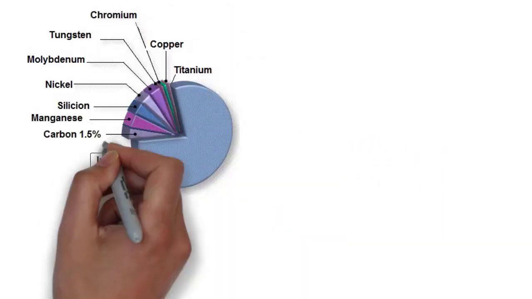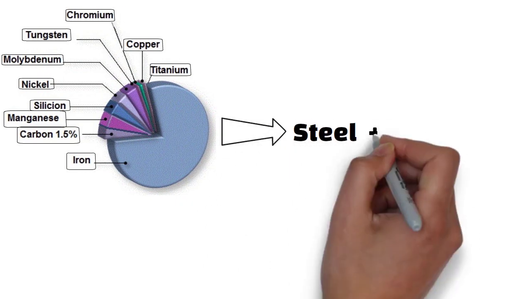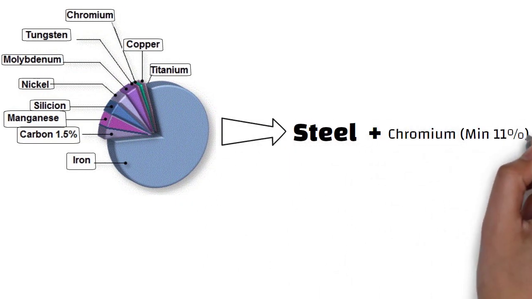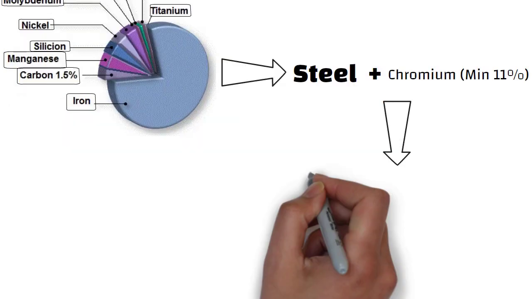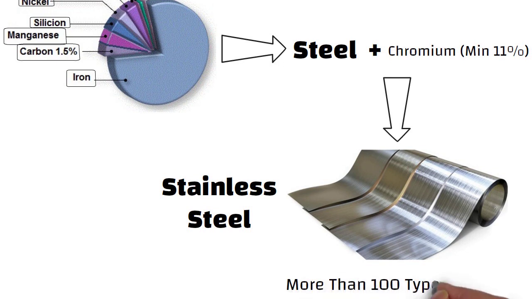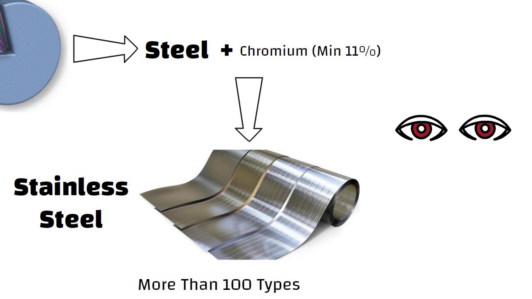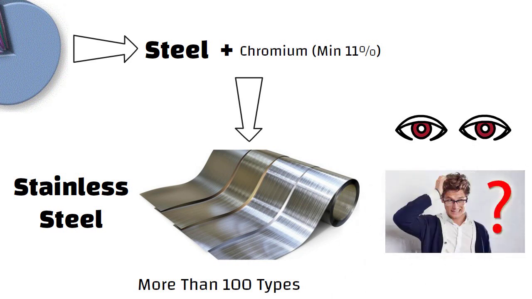Hello friends, when iron is mixed with carbon and other metals, steel is formed. When we add chromium at minimum 11% and other elements to steel, a stainless steel is formed. There are more than 100 types of stainless steels available in the market. From a naked eye, it can be extremely difficult to tell the difference between different grades of stainless steel.